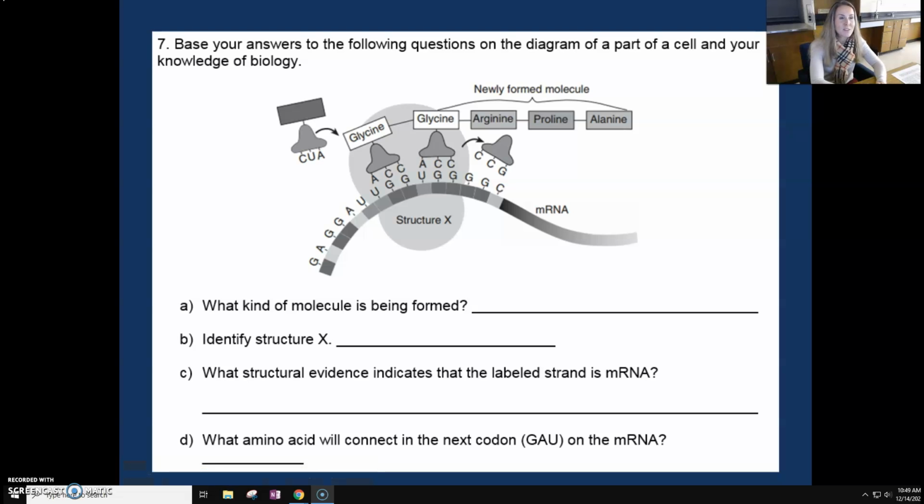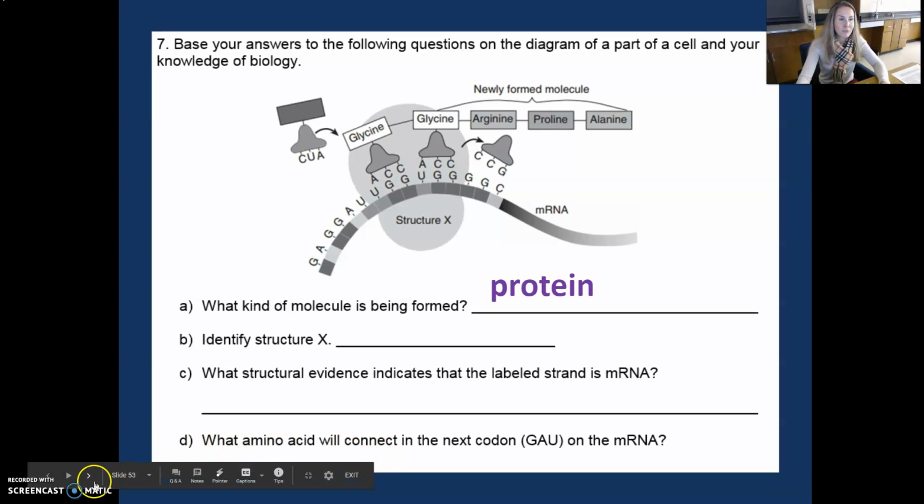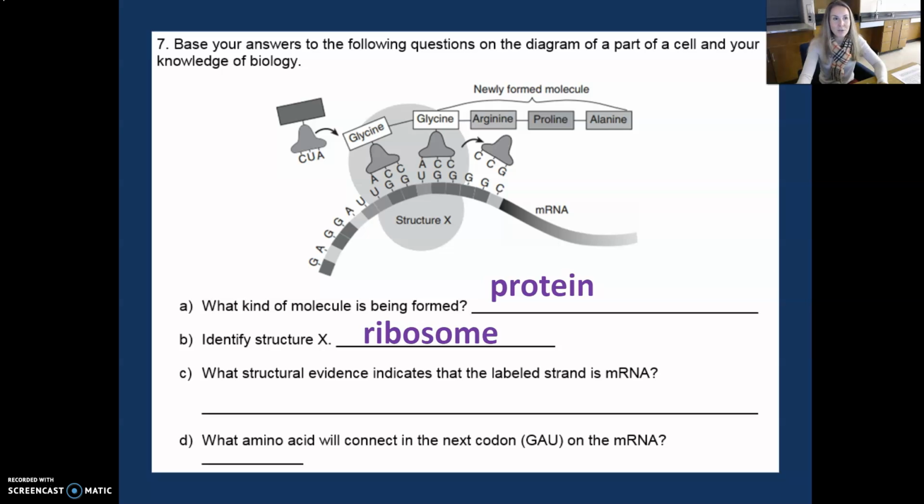So base your answers to the following questions on the diagram of a part of a cell and your knowledge of biology. What kind of molecule is being formed? Remember, the molecule that we're forming is a protein. So we see structure X, we have to identify. That is called a ribosome. mRNA brings the message from the DNA molecule that's stuck inside of the nucleus to the ribosome for proteins to be made. C, what structural evidence indicates that the labeled strand is mRNA?